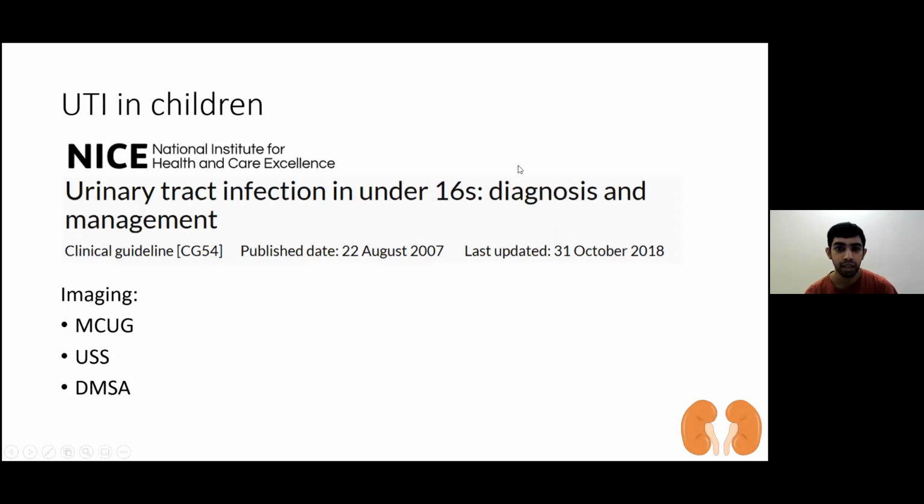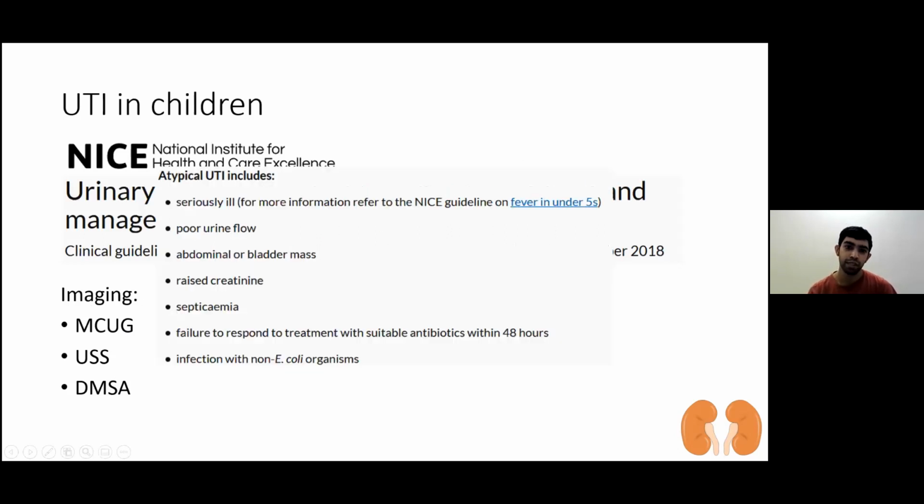Okay. And I've just put this here for reference, but once again, the NICE guidelines do clearly outline what constitutes an atypical UTI. And these tend to often require you to do these investigations. Okay, but there's evidence of any poor urine flow, raised creatinine, if they're septicemic, or if your culture grows non-E. coli organisms. Okay, but all of this is worth reading thoroughly in the NICE guidelines. Big topic.